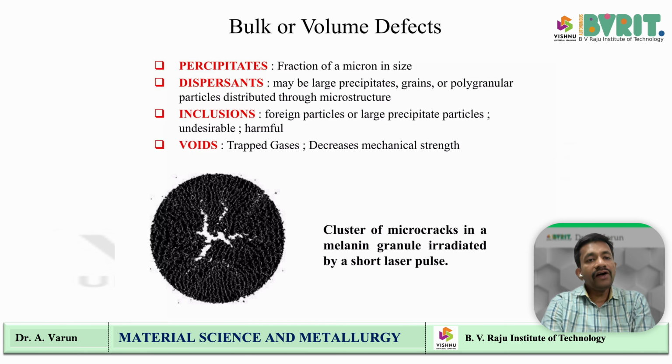And in the end, we have bulk or volume defects. In the bulk or volume defects, we may have precipitates, dispersants, or inclusions, or voids. So in the volume defects, we may have certain precipitates or fractures of micro size, and certain inclusions, that is foreign particles or large precipitate particles which are not desirable, or simply voids, that is during the solidification certain trapped gases may be there. These all come under volume defects.